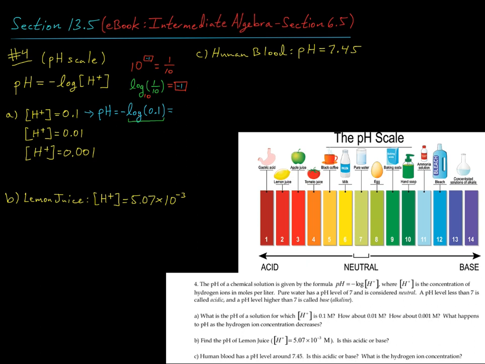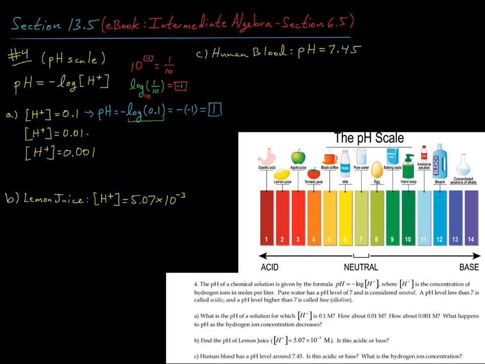So we're saying that the log of a tenth is -1, but then we're taking the opposite of that. So what is that all going to come out to be? The opposite of -1, and that would come out to be 1. So when the hydrogen ion concentration is a tenth, the pH level is 1. So we're going to be down here at the very, very acidic end of the scale. Okay, let's do the next one.